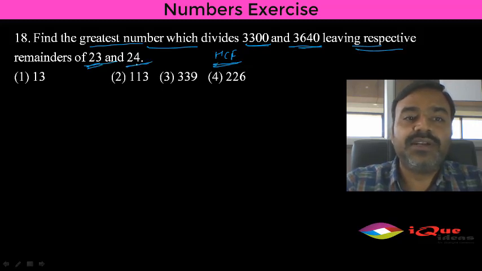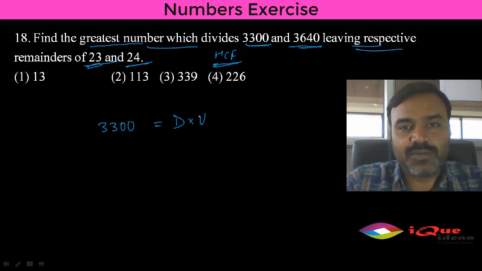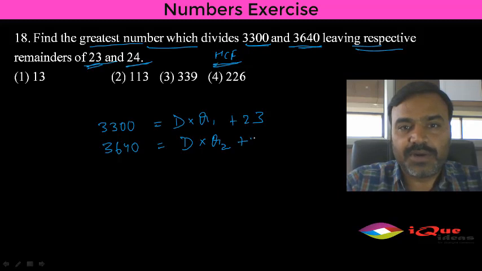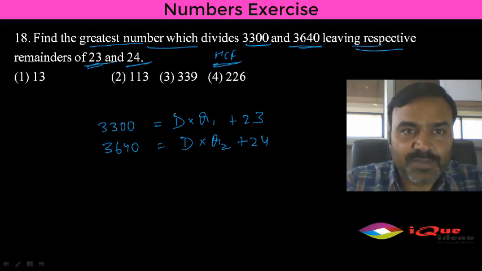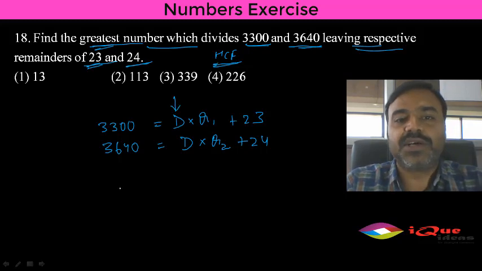So what number will be divisible completely? Right? 3300 is equal to that divisor into some quotient plus remainder 23. Similarly, 3640 is again equal to that divisor into some other quotient plus remainder 24. We have to find the greatest value of this D. I'm just trying to explain the question here.